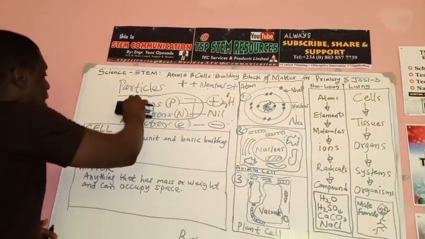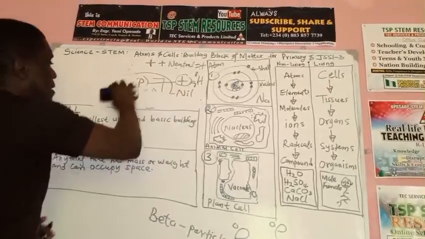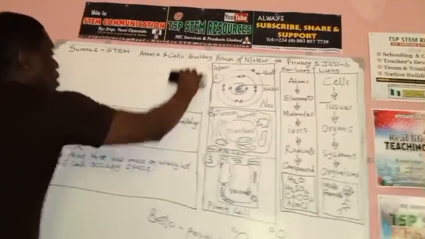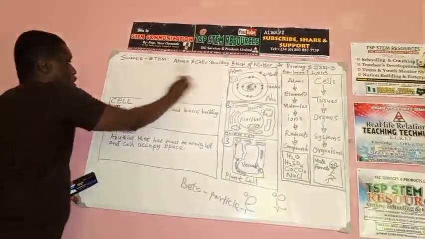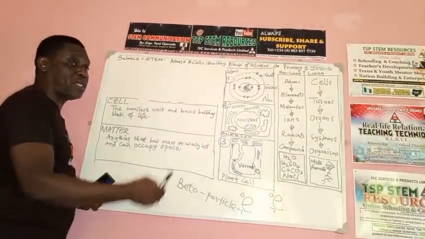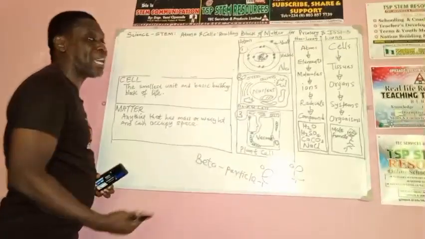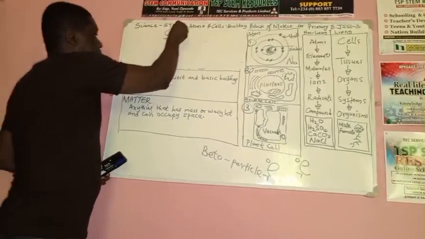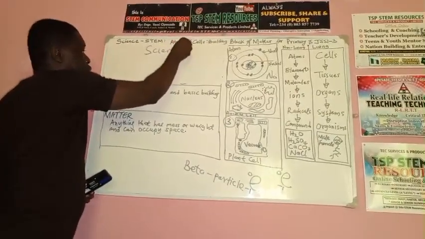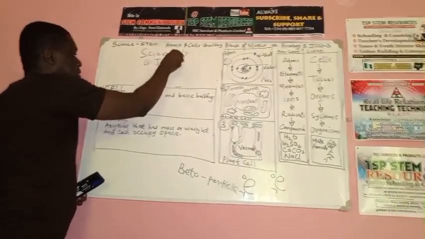So now let's look at some other aspect of particles. Who are the scientists that work on atoms, that study or discover atoms, or that do one research work or the other on atoms, or that observe what an atom is? There are some scientists that you need to know. One of them is John Dalton.